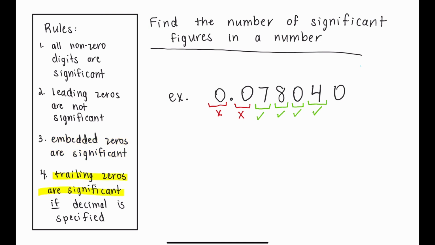And our last rule says that trailing zeros are significant if the decimal is specified. In this example, the decimal is specified, and so that last 0 at the end is significant. Now we can tally up the results and see that the number of sig figs in this number is 5.